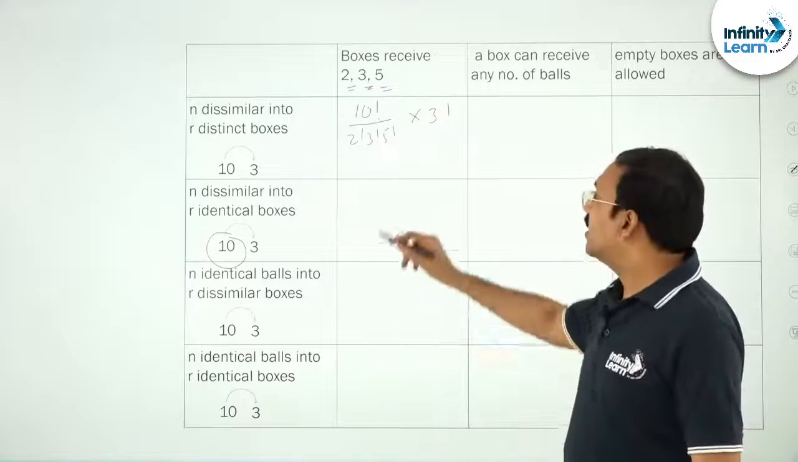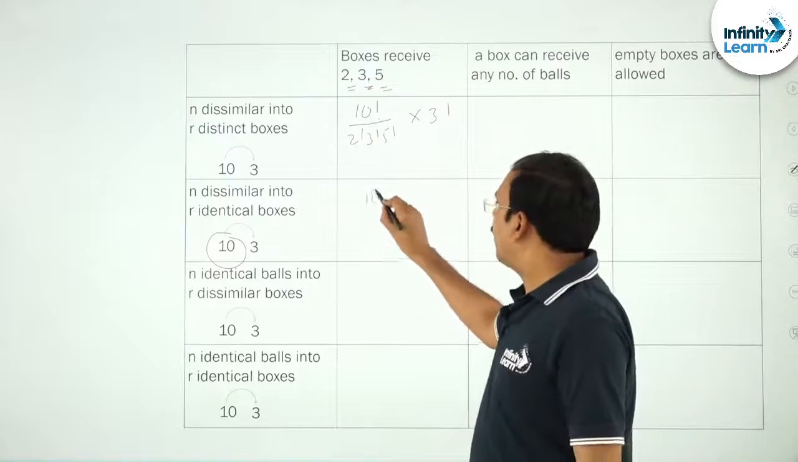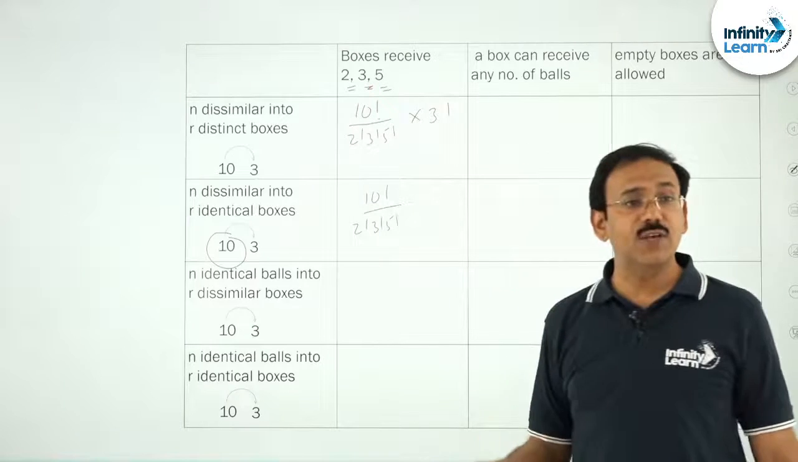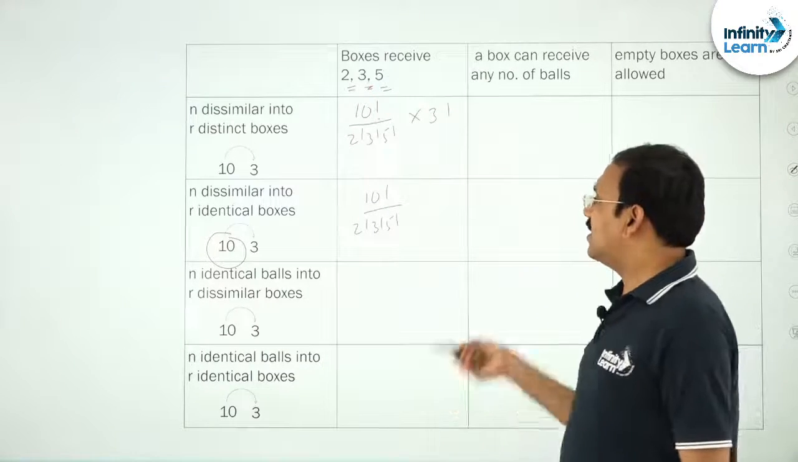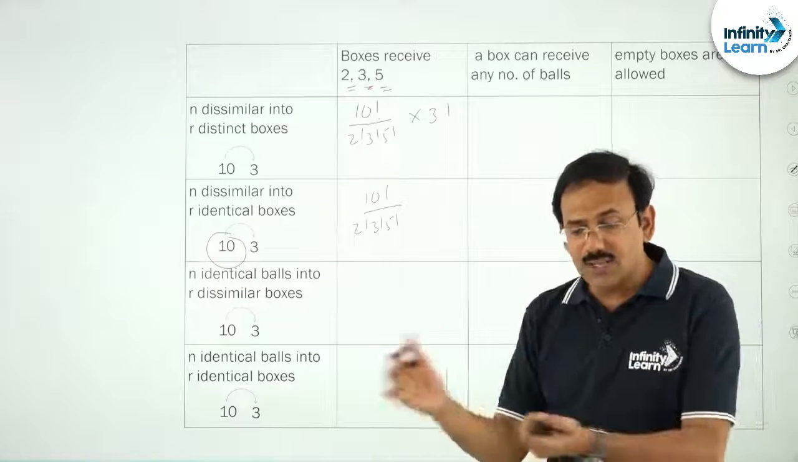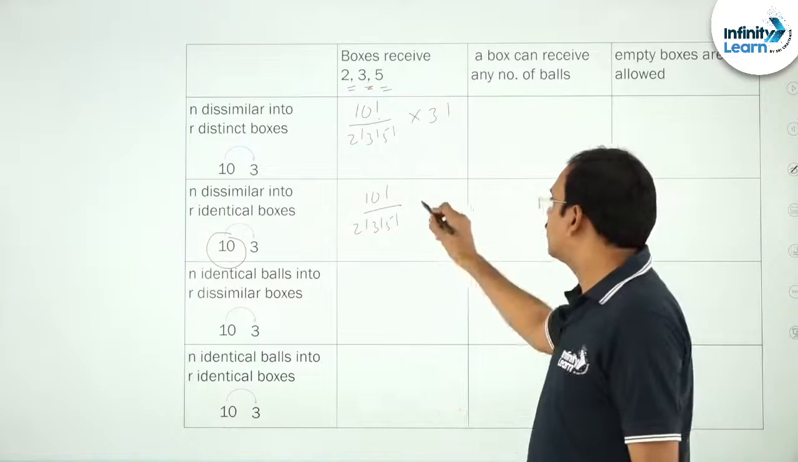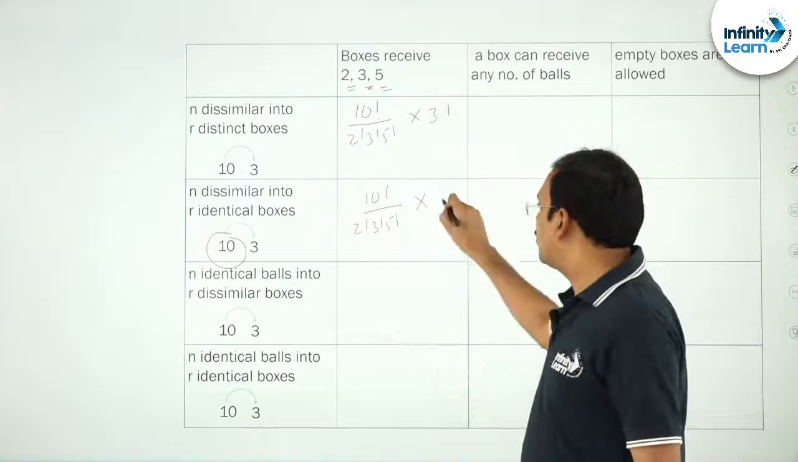Now friends, in how many ways can you distribute? First you divide here. So 10 factorial by 2 factorial into 3 factorial into 5 factorial gives the number of divisions, right? Then distribute. You are having 2, 3, 5. The boxes are identical, so 2 going in any box is the same. So in this case, when the boxes are identical, distribution is one way.